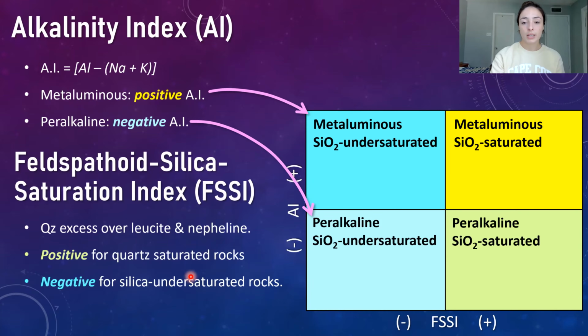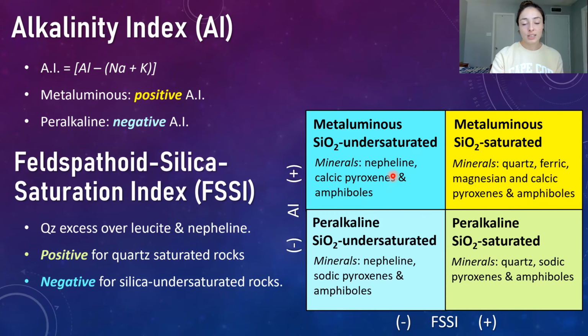But this plot also takes into consideration the FSSI and whether the value should be negative or positive for that. And that basically, as you can see by the other stuff on this plot, is based on silica saturation. So basically quartz excess over leucite and nepheline minerals. And we can see that it's positive for quartz saturated rocks and negative for silica undersaturated rocks. And the minerals contained within each of these rock types would be, for metaluminous silica undersaturated rocks, nepheline and calcic pyroxenes and amphiboles.